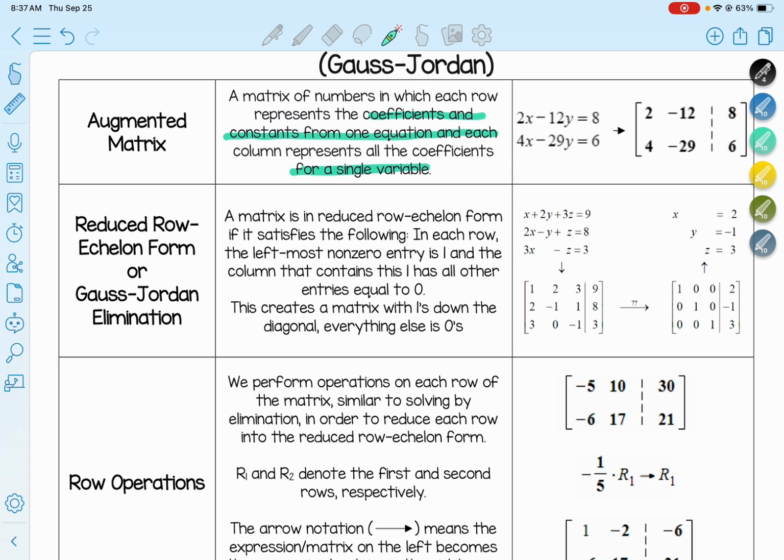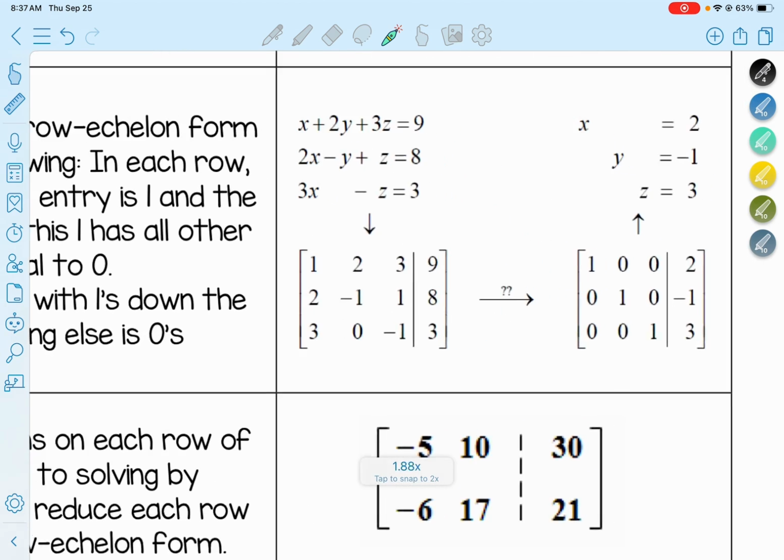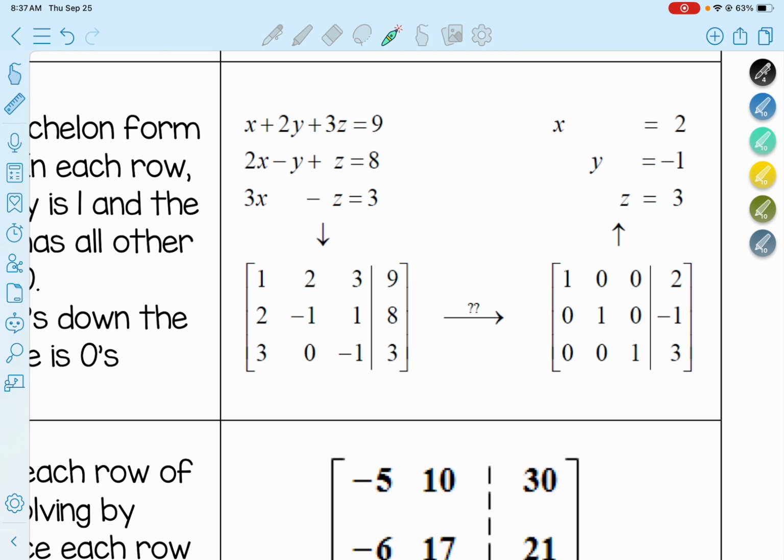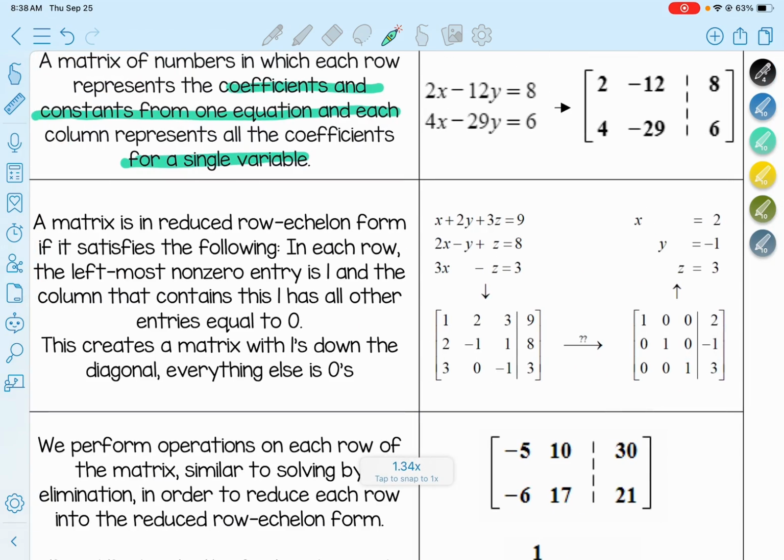Now, we're going to see that a matrix is in reduced row form if it satisfies the following: in each row, the leftmost non-zero entry is 1, and the column that contains this 1 has all other entries equaling 0. In other words, this is a fancy way of saying that we're going to take this left-hand side and make it become the identity matrix, such that all my 1s are down this diagonal, and everything else is zeros. That way we can see that this means 1x equals 2, 1y equals negative 1, and 1z equals 3.